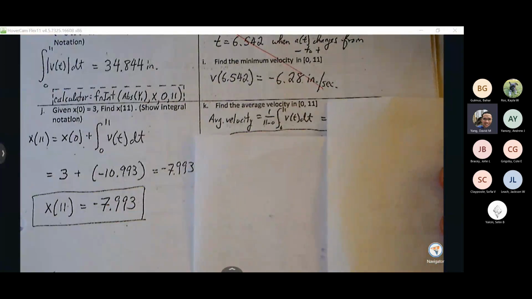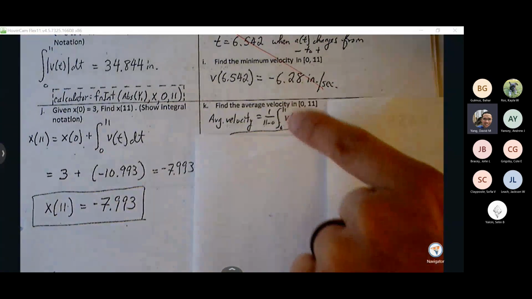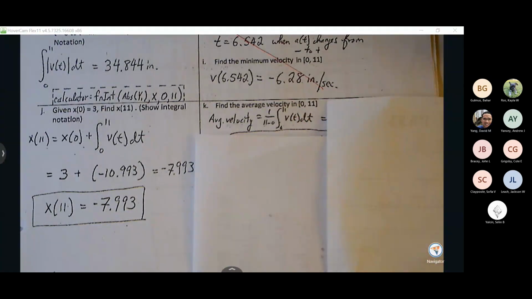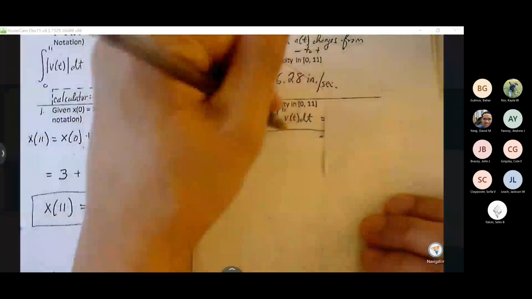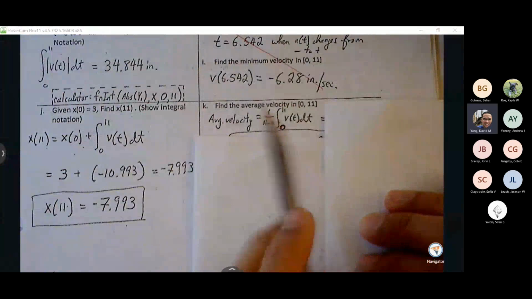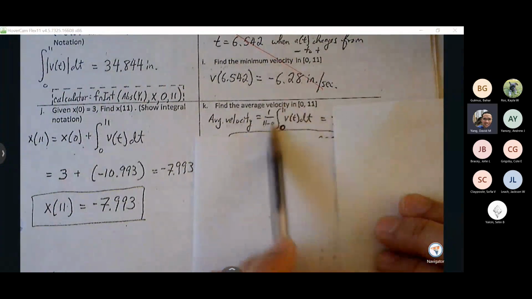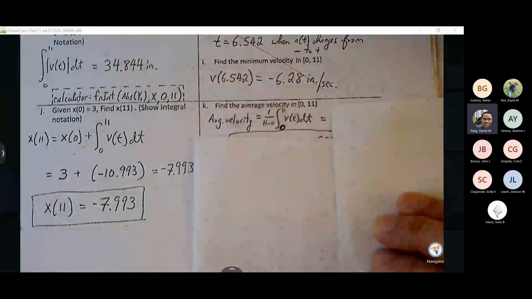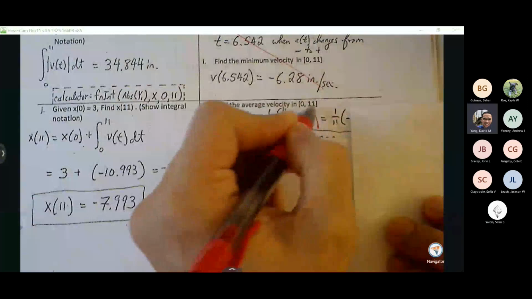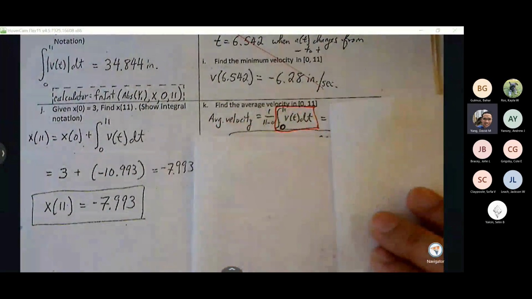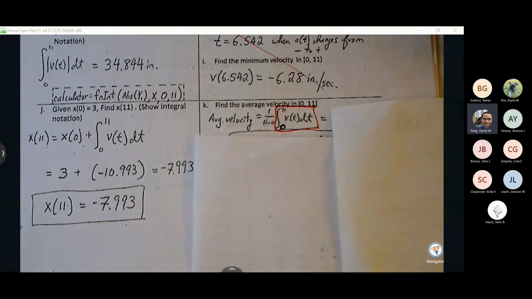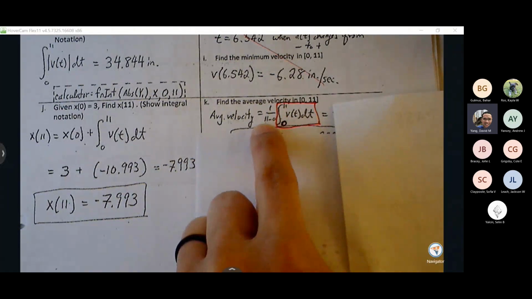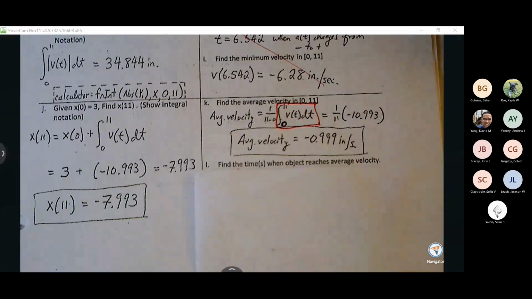Okay, next up, find the average velocity. Average velocity, we can use the average value theorem. The average value theorem is 1 over b minus a, integral from a to b of v of t dt. Sorry, 0 to 11, not 1 to 11. So it's basically 1/11 times my displacement. So I can use my displacement value, which I already found. I know I made a net gain of 11 inches in the left direction. So then what's my average velocity over that time interval? I take however much distance I achieved, divided by the time that passes, and that will give me my average velocity.